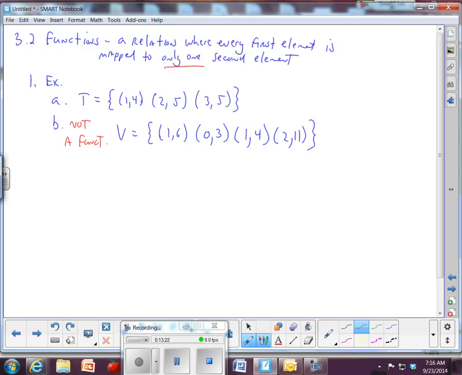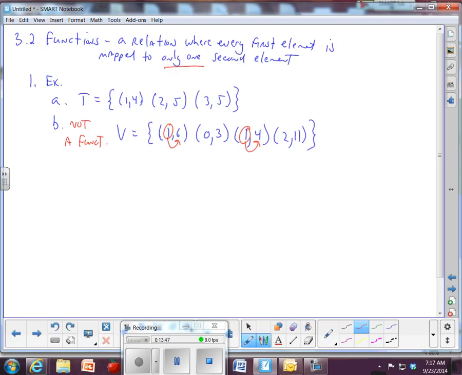So notice our problem here. Guy 1 is dating girl 6, but guy 1 is also dating girl 4. This is not a function. The first element is mapped to more than one second element, right? So 1 has both 6 and 4. And it doesn't matter if that happens 2, 3, 4, 5 times. If it happens once, it's not a function.